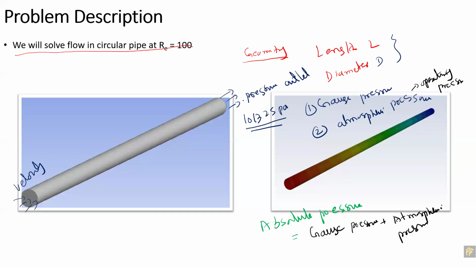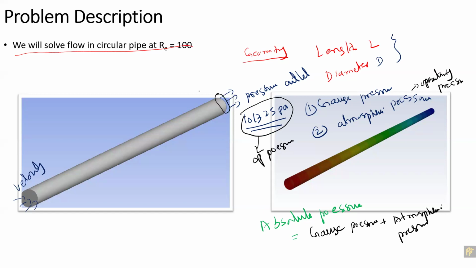So in this case, what is going to be pressure here? Actually, this pressure will go into operating pressure. Okay, this will be the operating pressure. And here we will be defining the gauge pressure on the pipe outlet. So this whole pipe will have the same operating pressure, which is 101325 Pascal at sea level.